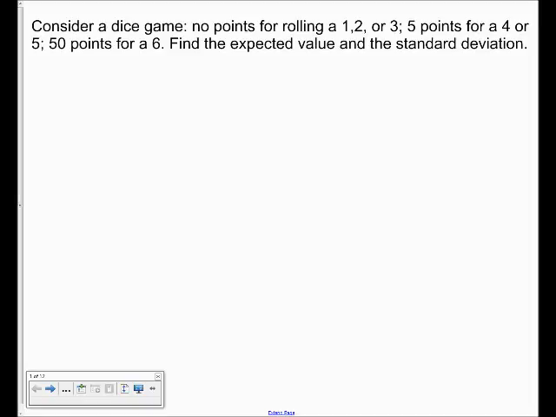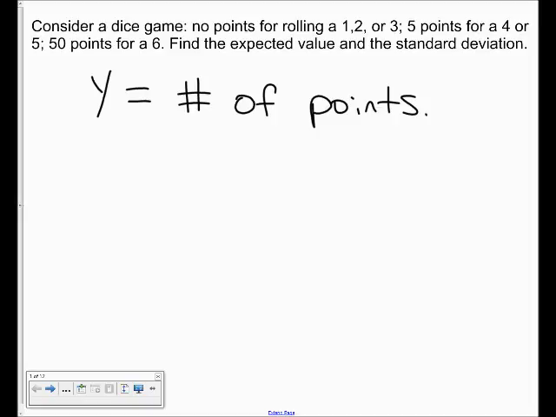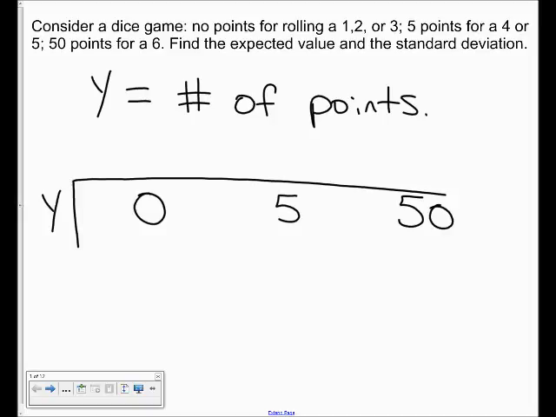So if I walk up to play this game, how many points can I expect to get? And what is the standard deviation? So what is a measure of spread that's associated with that expected value? So I'm going to go ahead and label letter Y as my random variable, and that's going to represent the number of points. Now this random variable Y can take on 3 different values, all right? And those values are 0, 5, and 50. So those are my 3 different point values, okay?